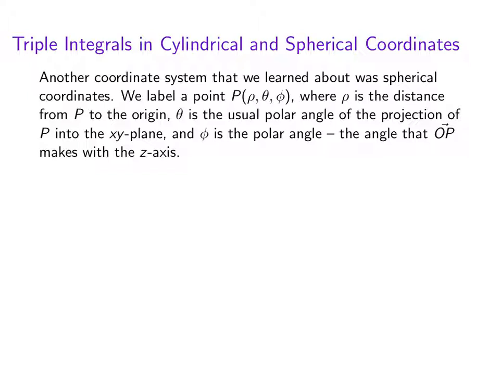Remember that in spherical coordinates, we label a point P, rho theta phi, where rho is the distance from the point P to the origin. Theta is the usual polar coordinate of the projection of P into the xy plane. And finally, phi is the polar angle. That's the angle that OP makes with the z-axis.